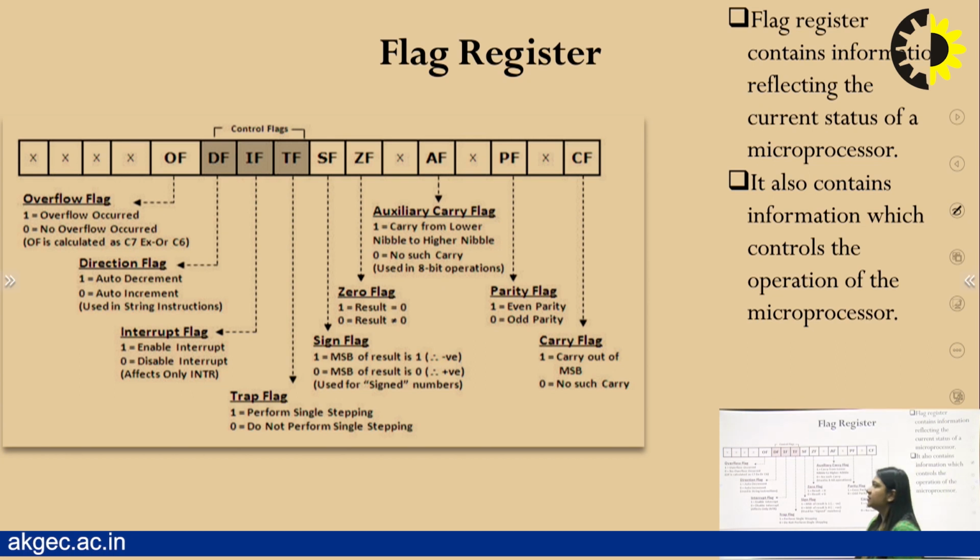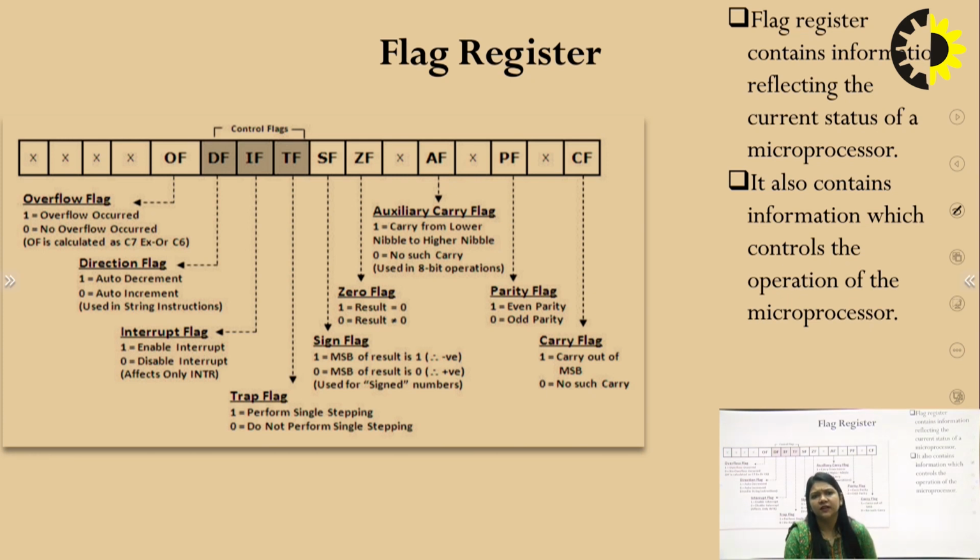These are our flag registers. Like in the 8085, the flag register contains information that reflects the current status of the microprocessor. What is the microprocessor exactly doing? How is the accumulator behaving, depending upon the registers? In the 8085, we had 5 flags: sign, parity, zero, auxiliary carry and carry flag. These same 5 flags are also given in the 8086 till here.